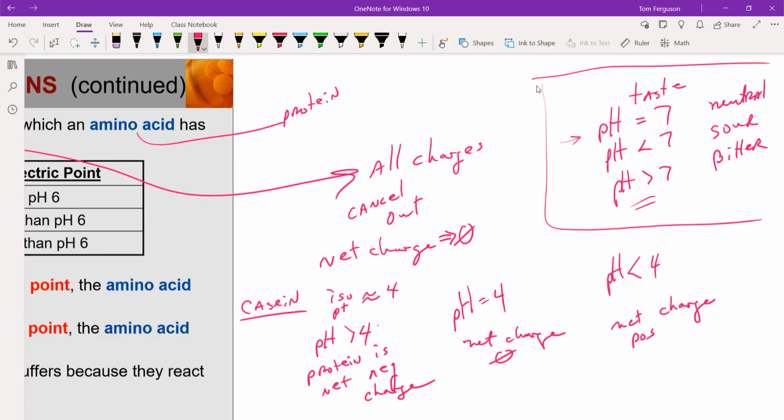Vinegar. Vinegar, as you know, is acetic acid, hence the pH is going to be lower than 7. Hence, vinegars taste sour.